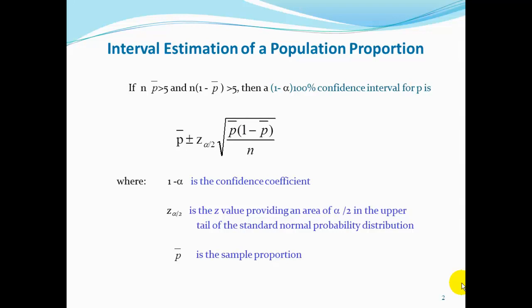Provided both of these conditions are met, we can use the formula listed on this slide to estimate our population proportion. If either of these conditions are violated, then you cannot proceed with estimating a population proportion. Since we've had a lot of practice constructing confidence intervals in previous sections, let's dive right in and apply this formula to an actual example.